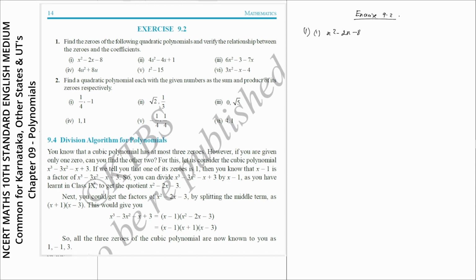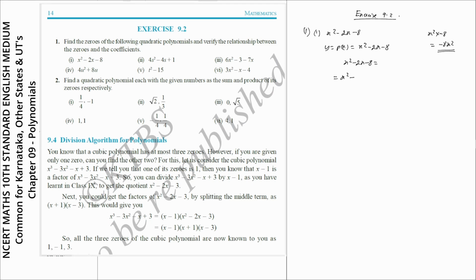So this is nothing but y is equal to p of x is equal to x square minus 2x minus 8. So now x square minus 2x minus 8, if I'll factorize it, now to factorize I should multiply. The first term is x square, the last constant term is minus 8, so I'll get x square into minus 8 is minus 8x square. Now I should split the middle term such that if I multiply I should get minus 8x square.